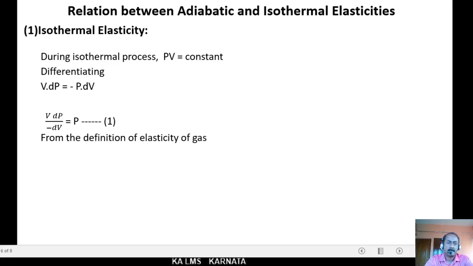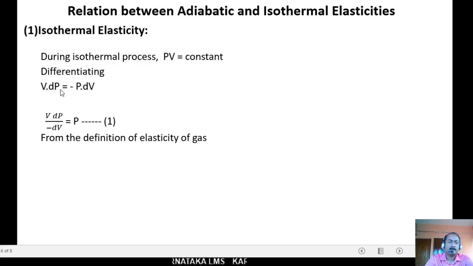Just in the previous slide, on differentiation of PV and further simplification, we get V into dP. Here P is constant, so differentiation gives P dV, and V is constant, so differentiation gives dP. On further simplification, we get V into dP equals minus P into dV.